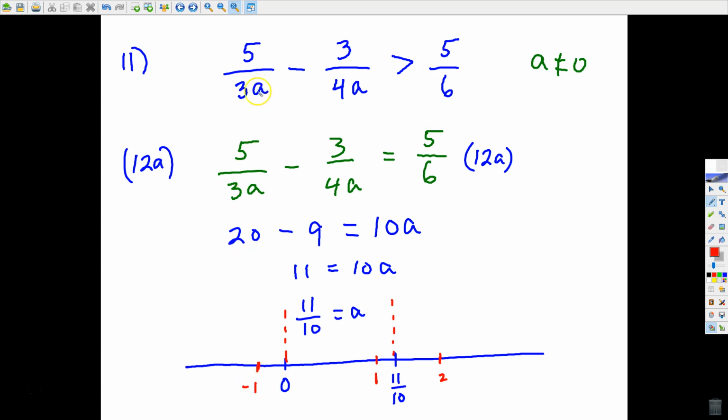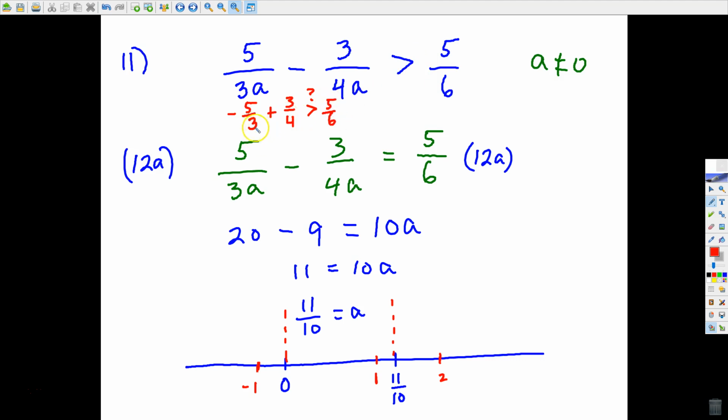So if I let a be -1, I get, maybe I can plug it in here. If you let a be -1, it's -5/3. If you let a be -1 again, this is going to be +3/4, or minus a negative. And then our job is to see if, when we add those two together, is that result greater than 5/6.